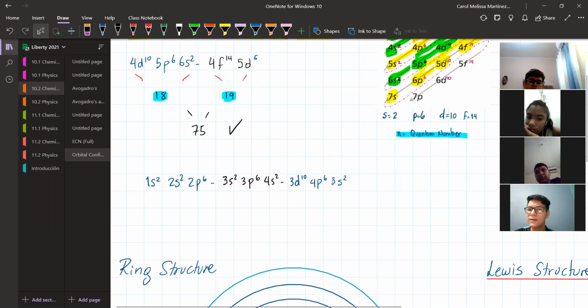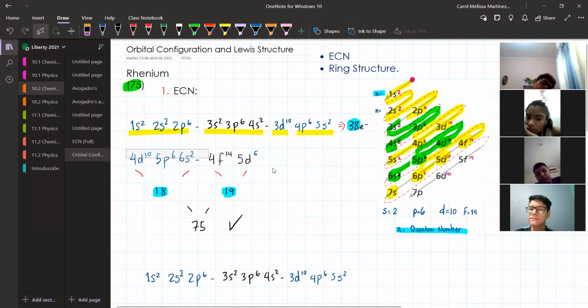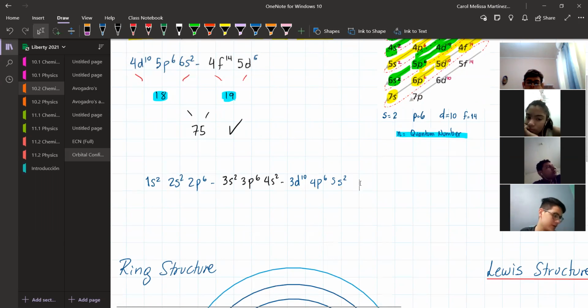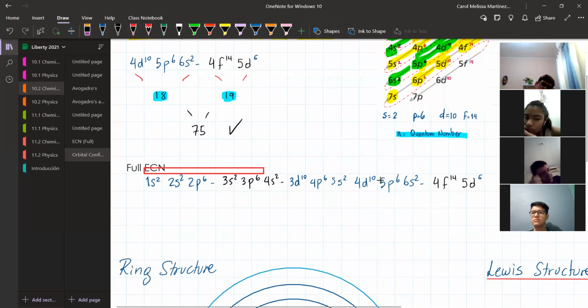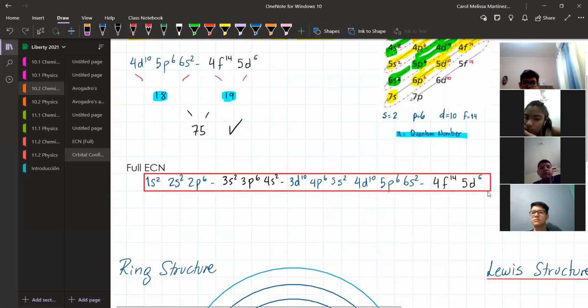I'm using different colors because I'm using different parts. But if you want to use a single color, it's also okay. So this is the full configuration. Okay, you can put it in a box. And then we're going to see the amount of electrons in the outermost level.